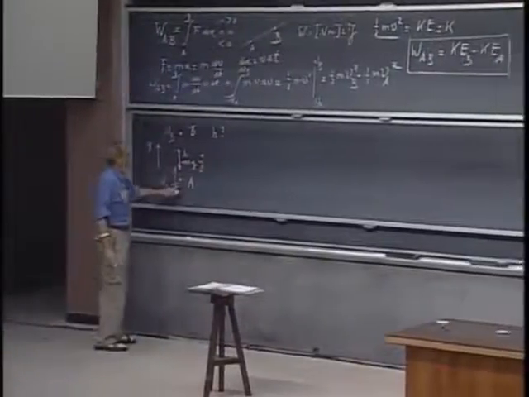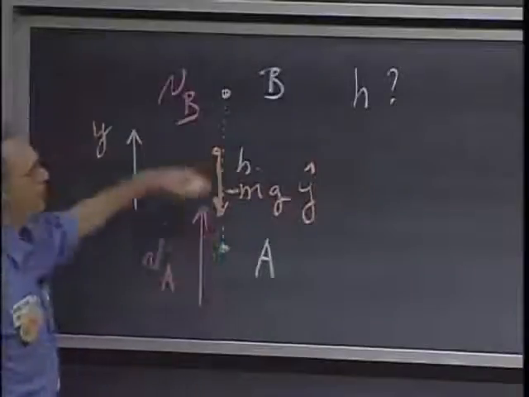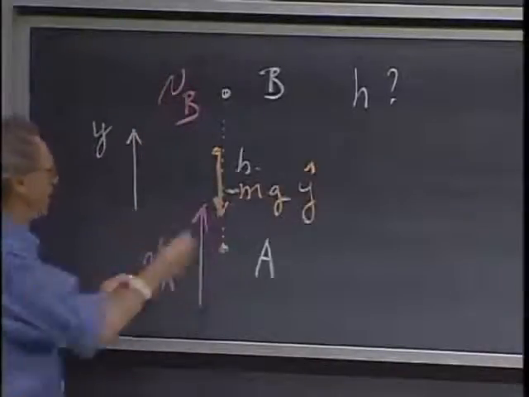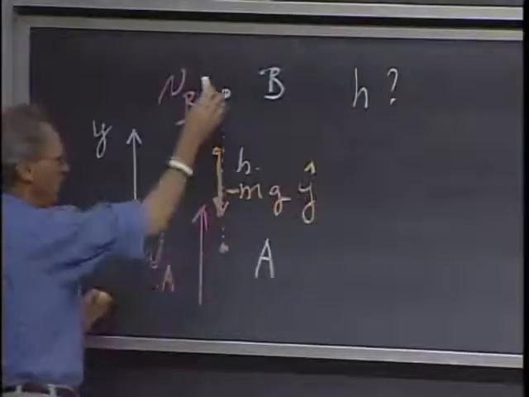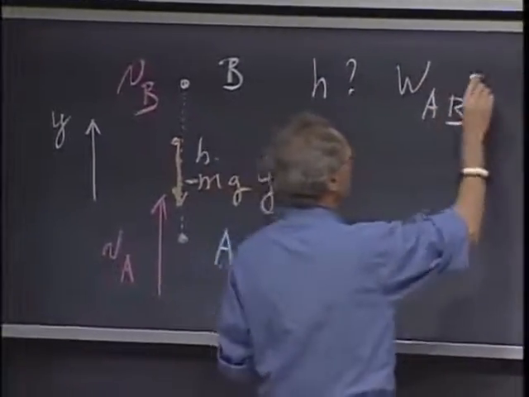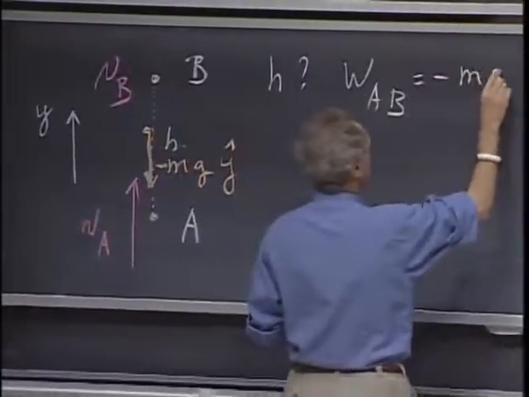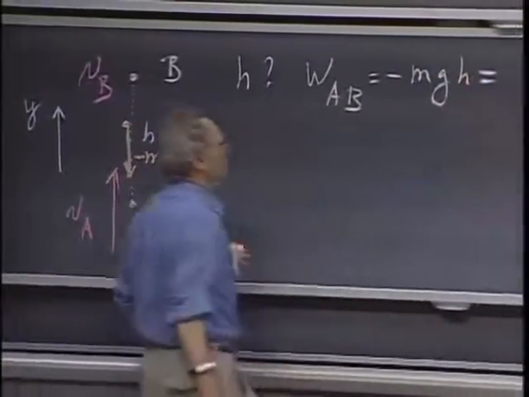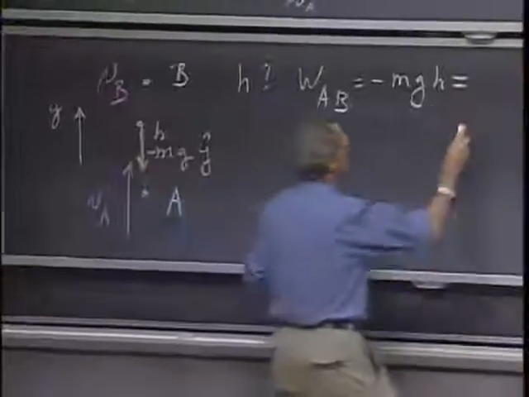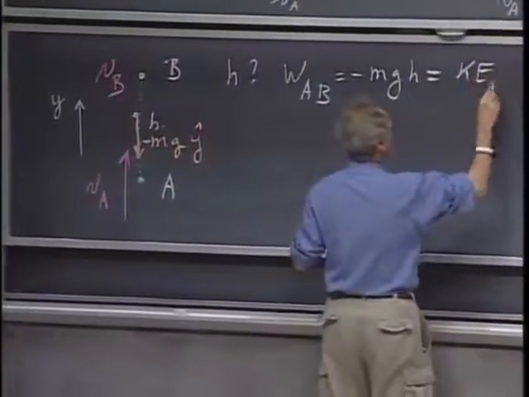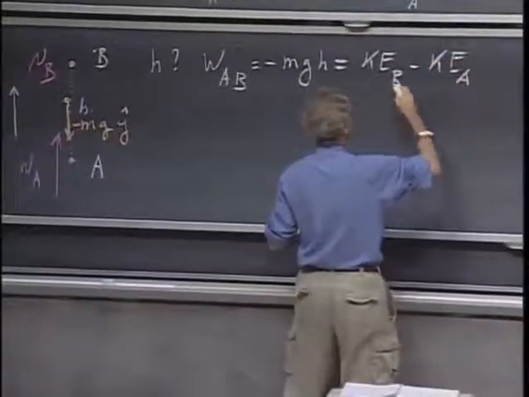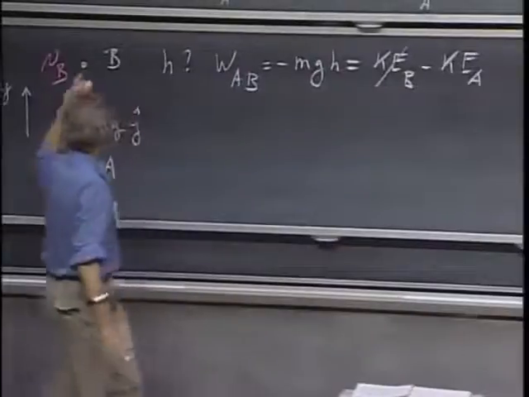So I can write down that the work that gravity is doing in going from A to B, that work is clearly negative. The force is in this direction and the motion is in this direction. So the work that gravity is doing in going from A to B equals minus mgh. That must be the kinetic energy at point B minus the kinetic energy at point A. This is 0 because it comes to a halt here.